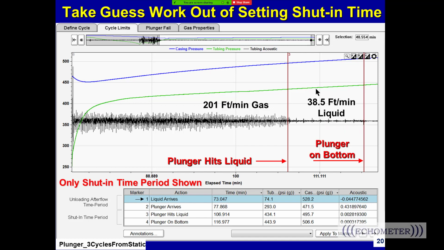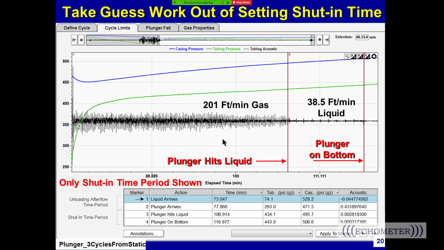And there's some other things we can see that we'll talk about later. But the fall velocity through liquid in this case was about 40 feet per minute. And that's a pretty good number. Most of the time when you think about how fast conventional plungers fall, when there's a seal, the plungers typically fall around 40 feet per minute through liquid. And that's what you should expect to see when you're tracking a plunger.